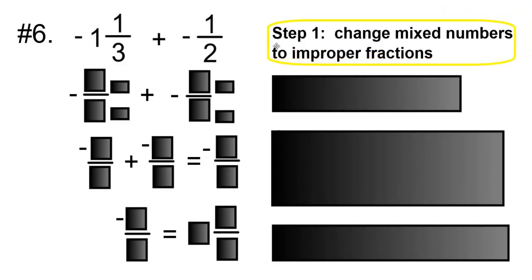Step 1. Change mixed numbers to improper fractions. This fraction is okay, but this is a mixed number. So 1 times 3 is 3, and 3 plus 1 is 4. So the numerator will be 4 over 3. Keep the negative sign. Plus negative 1 over 2.